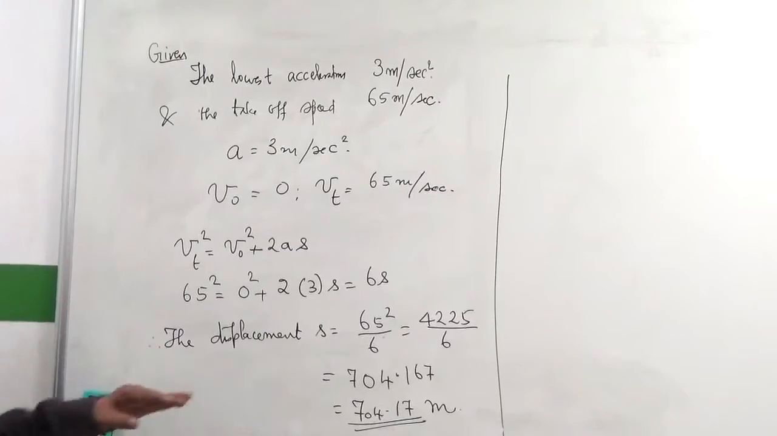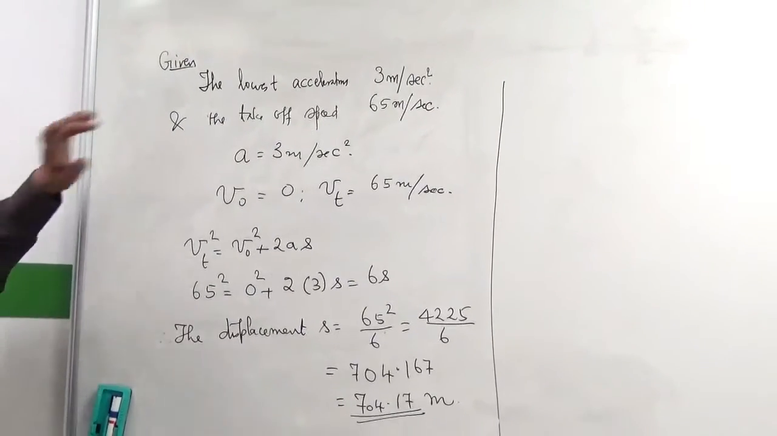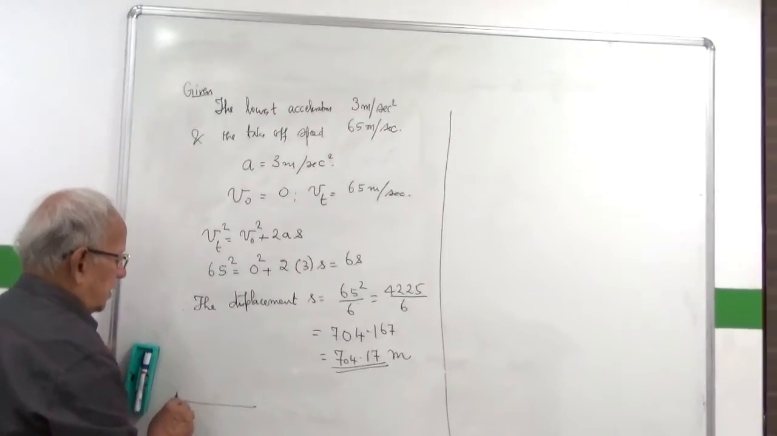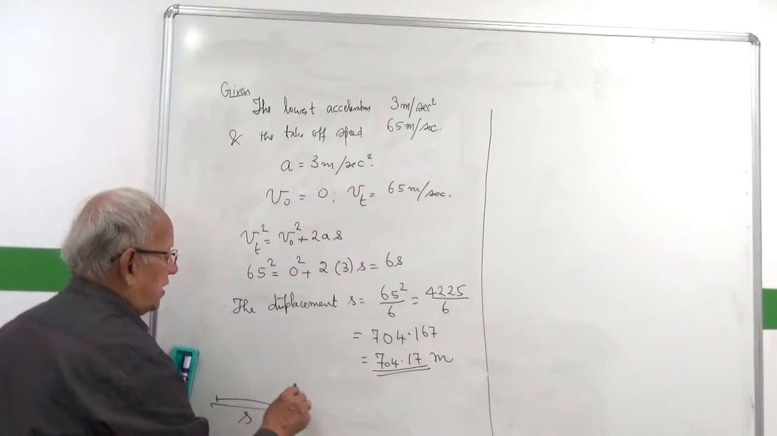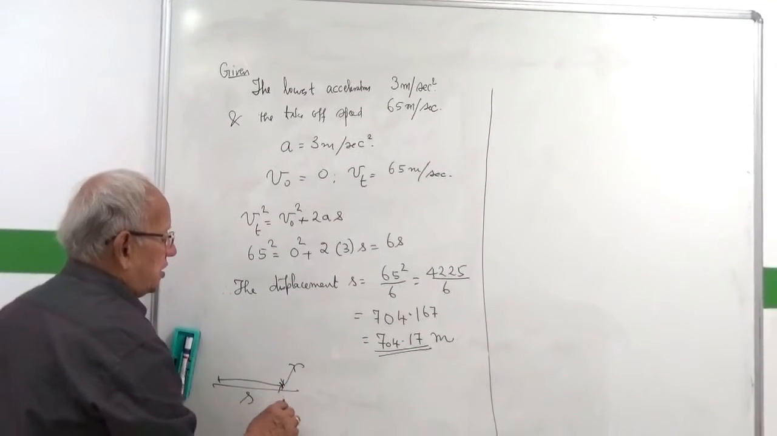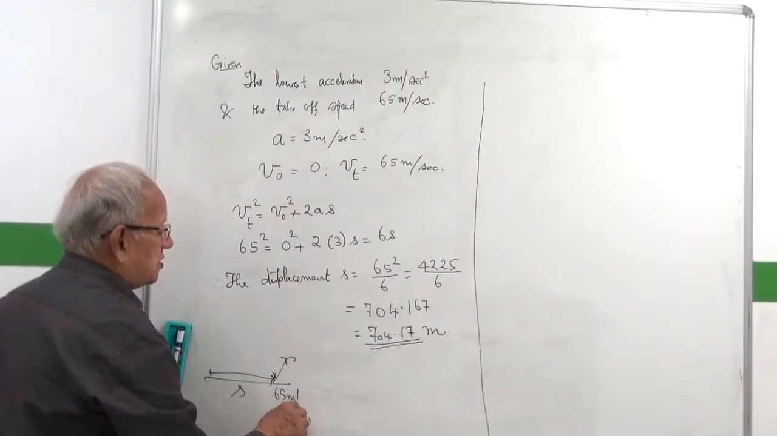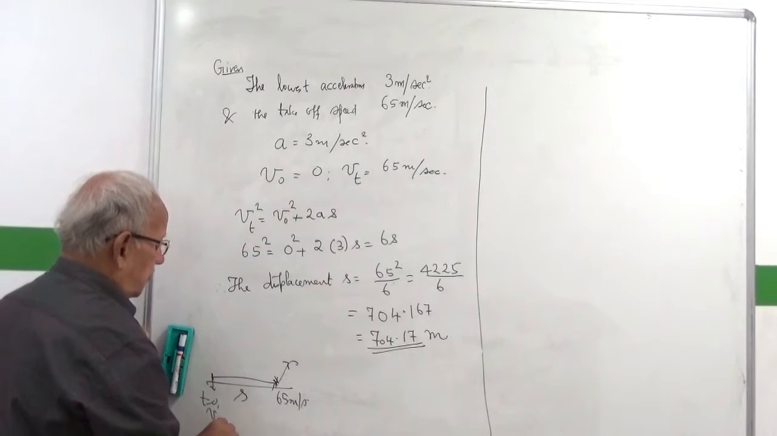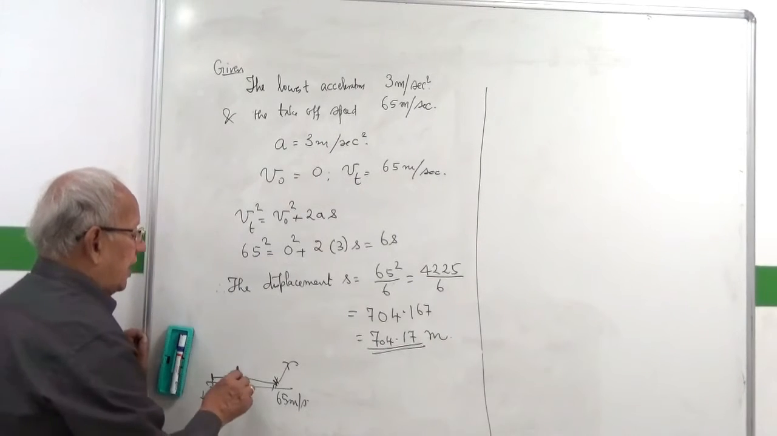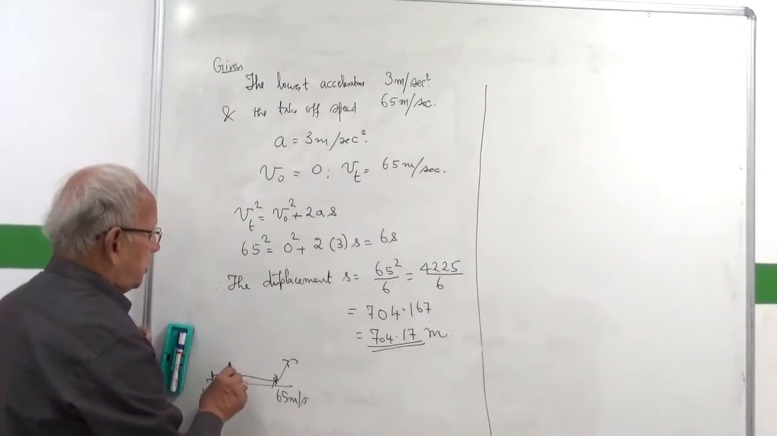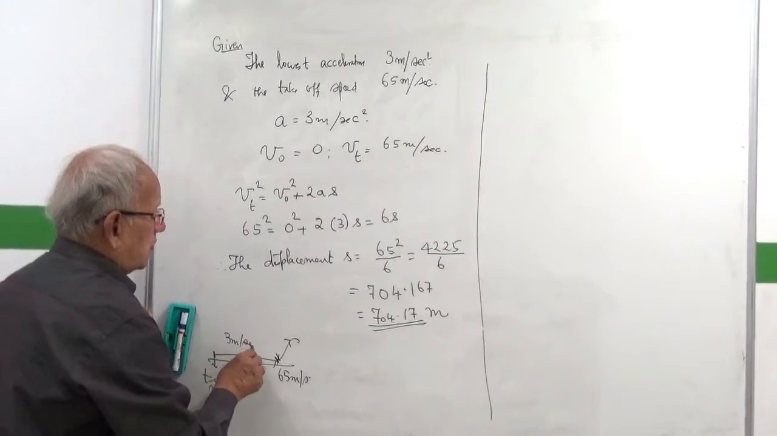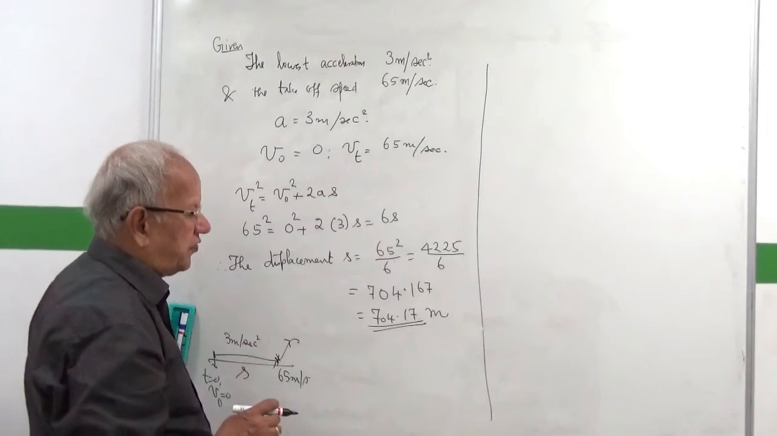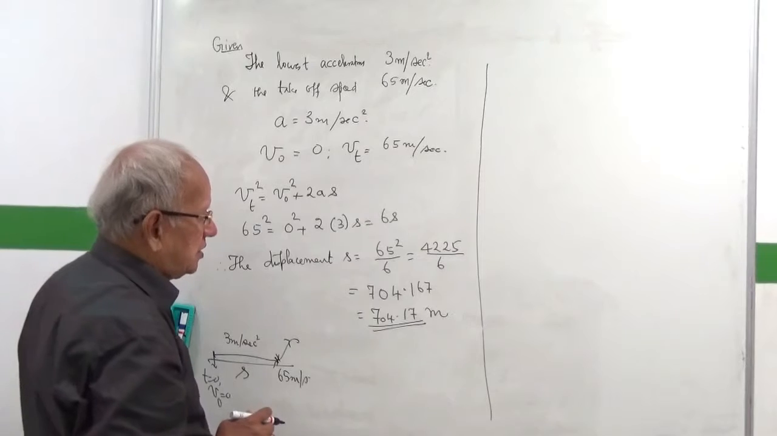Okay. So the displacement. This says that if you look at the plane with the lowest acceleration, it starts from rest, then goes through a distance, and then takes off. At this stage, the velocity must be 65 meters per second. Here it starts from rest, t equal to 0, velocity is also 0, and the acceleration is given to be 3 meters per second square. So if you calculate this distance, you get roughly 705 meters, or 704.17 meters.